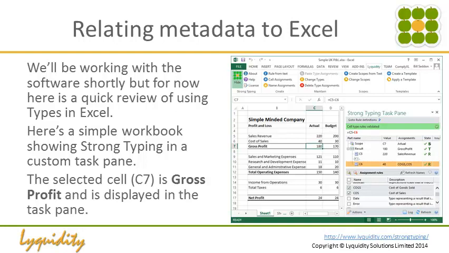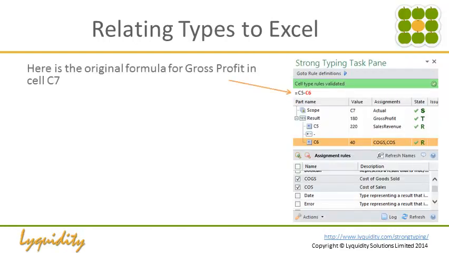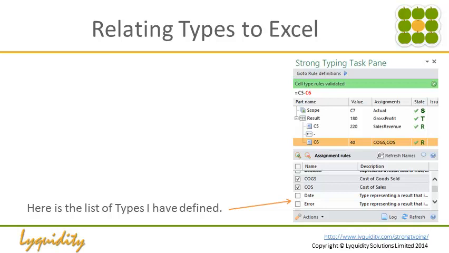You can see the selected cell is C7, which holds a computed value for gross profit. The formula in this cell is exploded and shown in a graph format in the task pane on the right. The display in the task pane shows lots of information about the formula, about the types defined so far, and about the types assigned to components of the formula. The lower portion of the task pane displays the types defined so far. The checked types are the ones assigned to the currently selected node of the formula graph, the reference to the cell at C6.